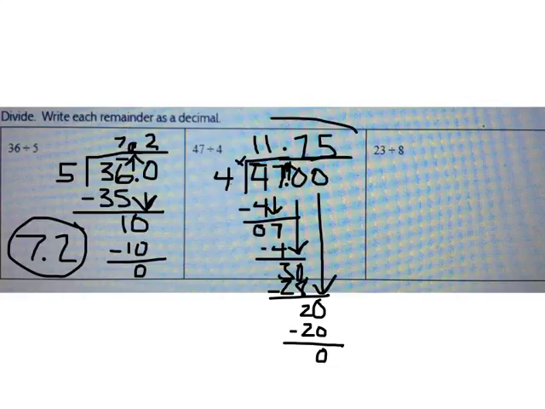So now I'm finished dividing. The answer is 11 75/100. Let's do another example.